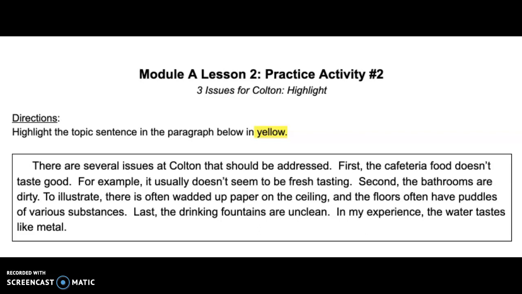The directions are: highlight the topic sentence in the paragraph below in yellow. So the paragraph below is a paragraph about the top 3 issues at Colton. And you need to just highlight the sentence, the one sentence that is the topic sentence. This is how you'll demonstrate to us that you know how to organize a paragraph.